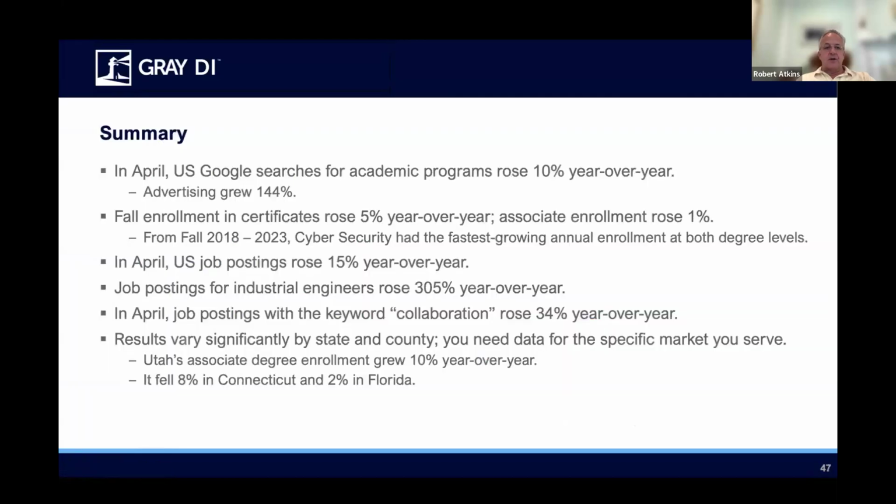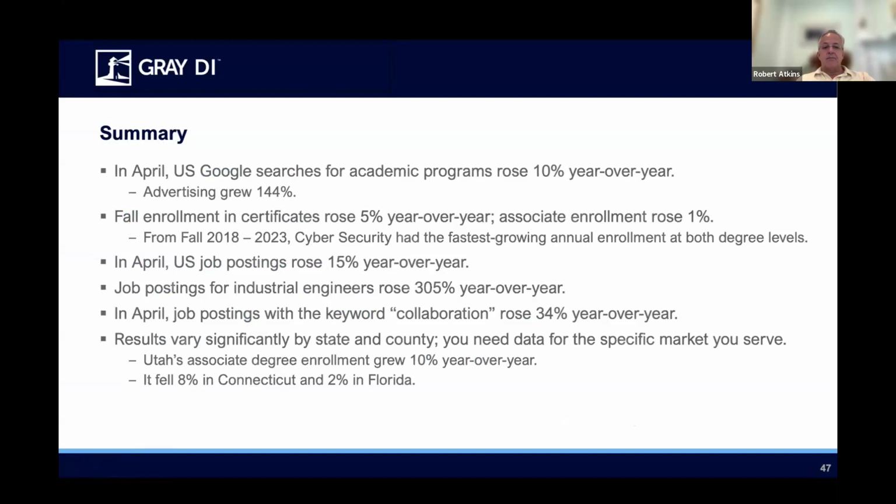So let me summarize for you. In April, Google searches for academic programs rose 10% year over year. Advertising actually grew 144%. Fall enrollment in certificates rose 5% year over year. Associate enrollment only rose 1%, but it did turn around for the first time in a number of years. Cybersecurity continues to be the fastest growing program in terms of enrollment at both degree levels, and the job market for that remains healthy as well.